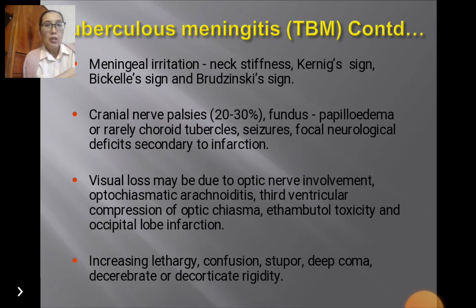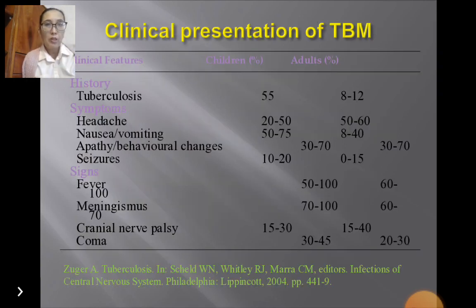Meningeal irritation: neck stiffness, Kernig sign, Brudzinski sign. Cranial nerve palsies; fundus, rarely choroid tubercles. Visual loss may be due to optic nerve involvement, with increasing lethargy, confusion, stupor, deep coma, decerebrate and decorticate posturing rapidly. Clinical presentation: headache, nausea, vomiting, apathy, behavior changes, fever, meningism, cranial nerve palsy, and coma.